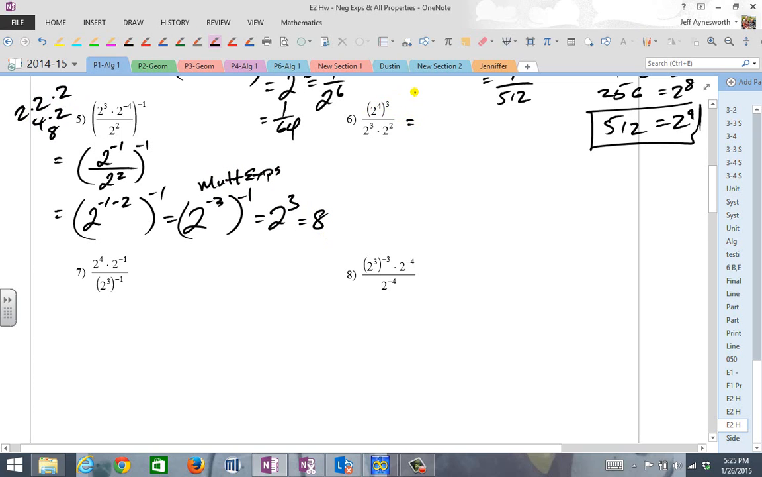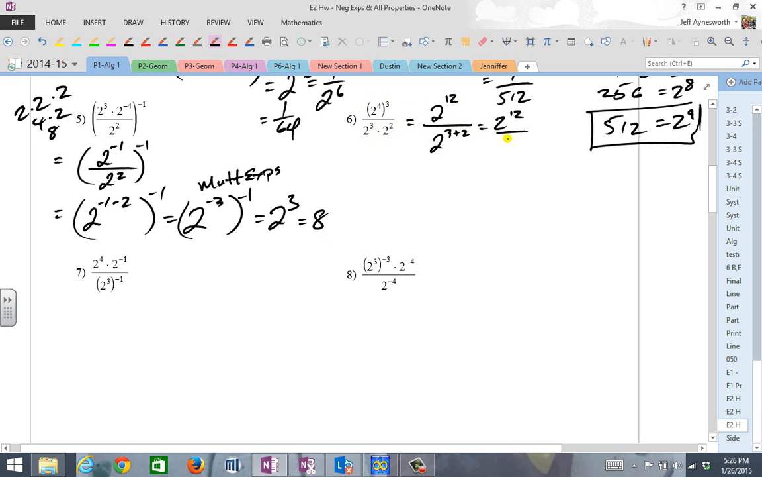You have 2 to the 4th raised to the 3rd. You've got power to power. Multiply exponents right there: 2 to the 12th. Here you've got a different rule. 2 cubed times 2 squared. Well, you're multiplying bases, so you add their exponents. So you have 2 to the 3 plus 2, or 2 to the 5th.